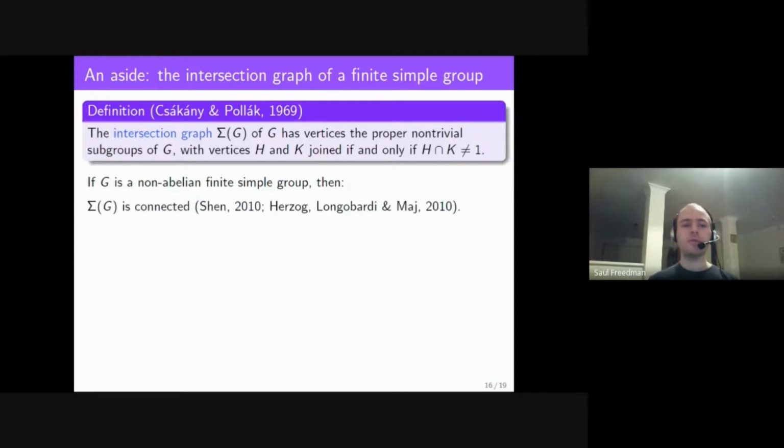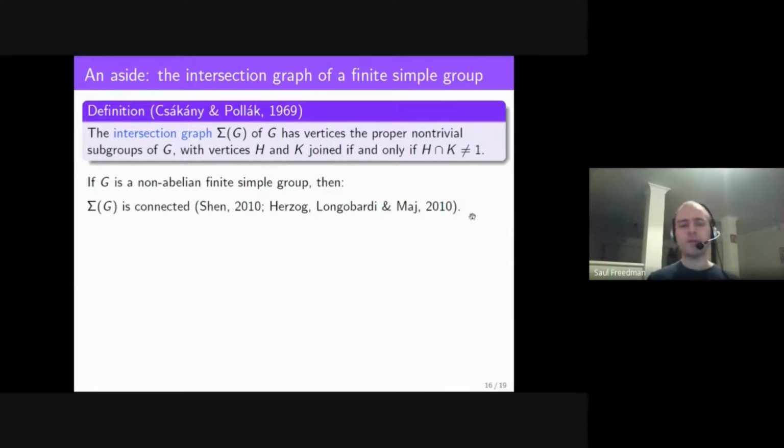So for example, we know that sigma of G is always connected. This was proved by Shen in 2010, and independently in the same year by Herzog, Longobardi, and Maj. In fact, Herzog et al. were looking at the subgraph of sigma of G induced by the Maxwell subgroups of G, but their results easily imply that the full graph sigma of G is connected.